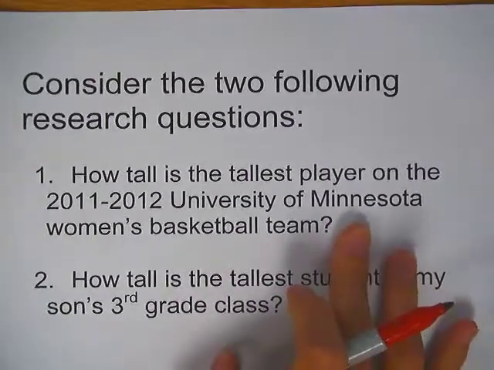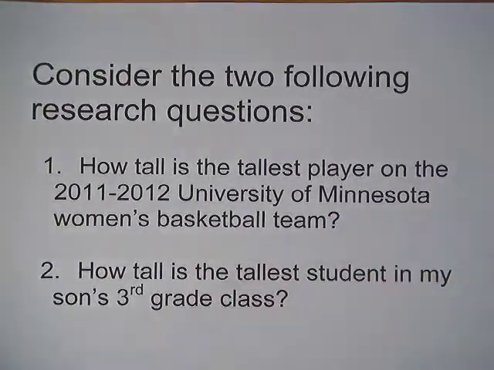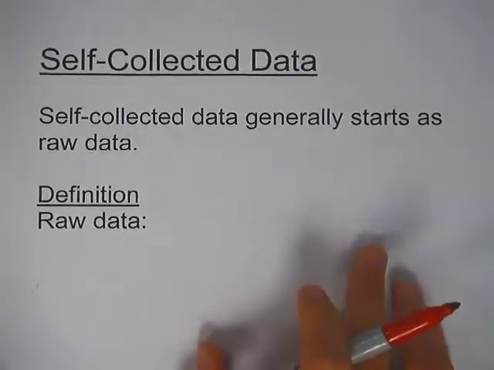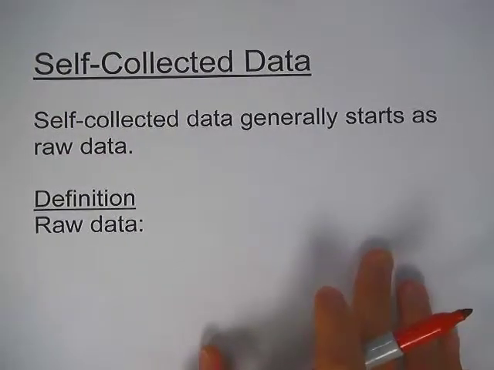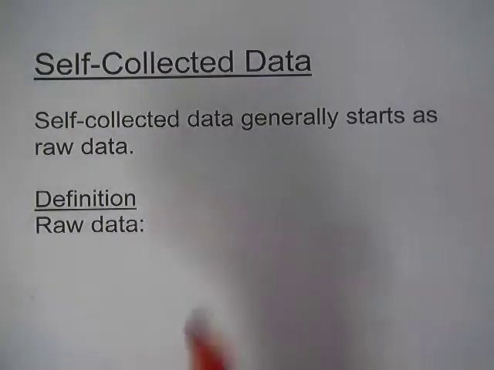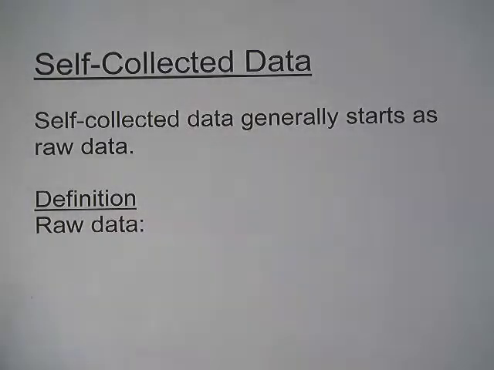Now, if we think back again to our research questions, we answered question 1, so now let's think about question 2. How tall is the tallest student in my son's 3rd grade class? Well, chances are that data is not going to be available. So what you would need to do to answer that question is to collect the data yourself. You need to come up with some self-collected data. I would need to go into my son's classroom, measure all the kids, and then, once you have that big list of data, determine who is the tallest and how tall that person is.